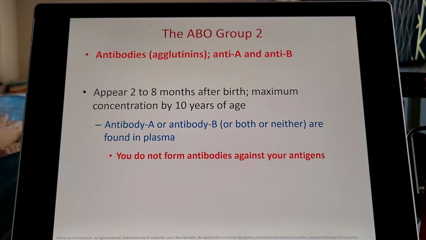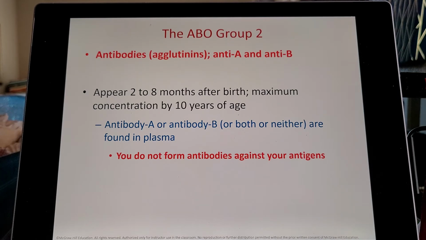So again, the antibodies, we can either make anti-A or anti-B depending on the type. It takes a second for those to start appearing, so maximum concentration not until about 10 years of age. But again, those antibodies are found in the plasma, and you do not form antibodies against your own antigen. So you're not a type A blood type making anti-A agglutinins or antibodies against a blood type, because then you'd be clumping up your own blood cells, and that's a bad thing. So you don't make antibodies against your own blood type.